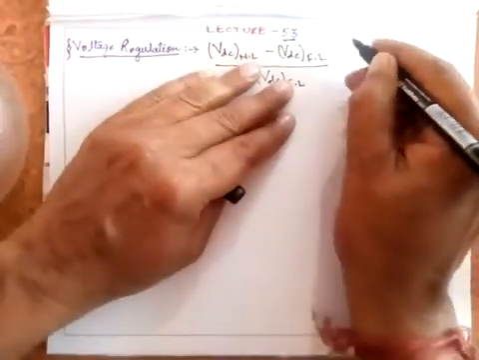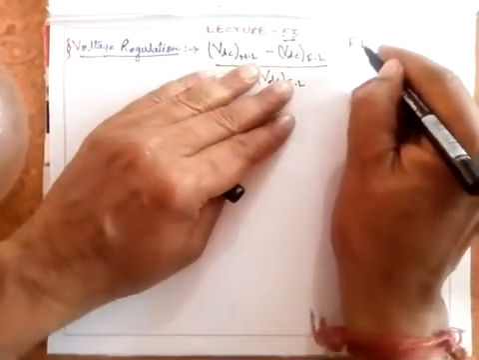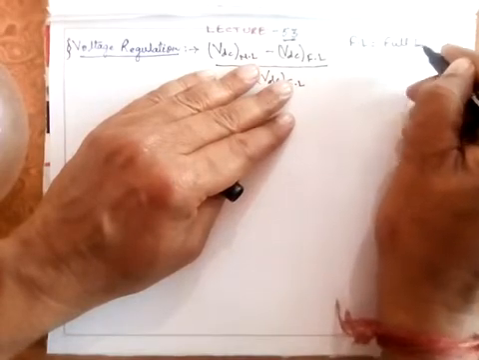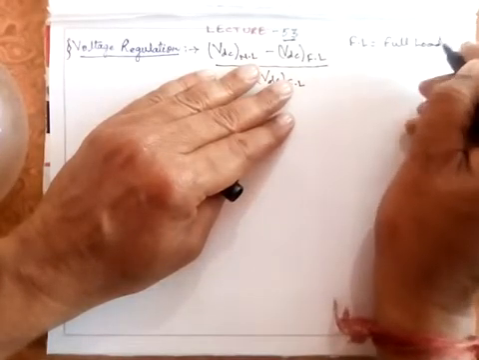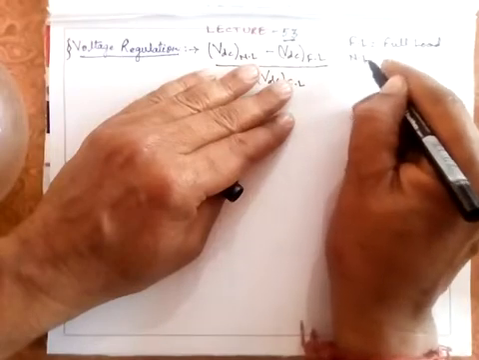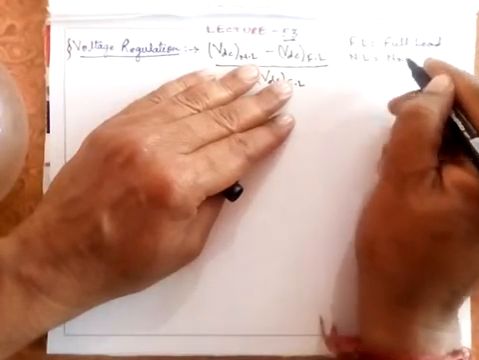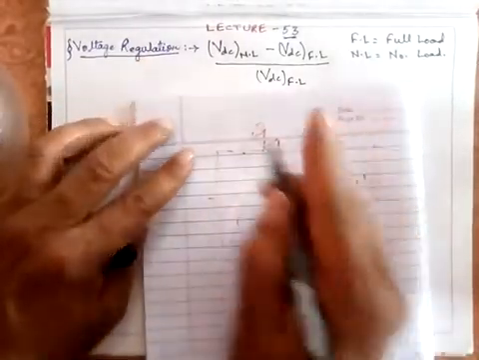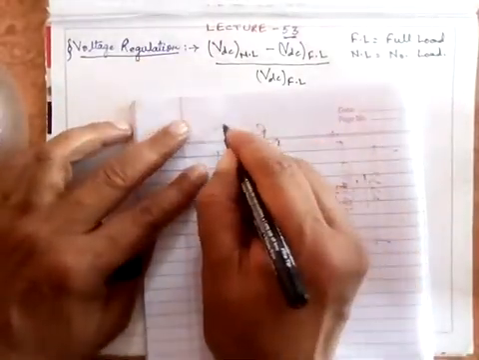This FL stands for full load, and NL is no load. I'll just explain what you mean by this. We have done rectifiers. Voltage regulation is another performance parameter of a rectifier, and it can be either a half wave or a full wave rectifier.